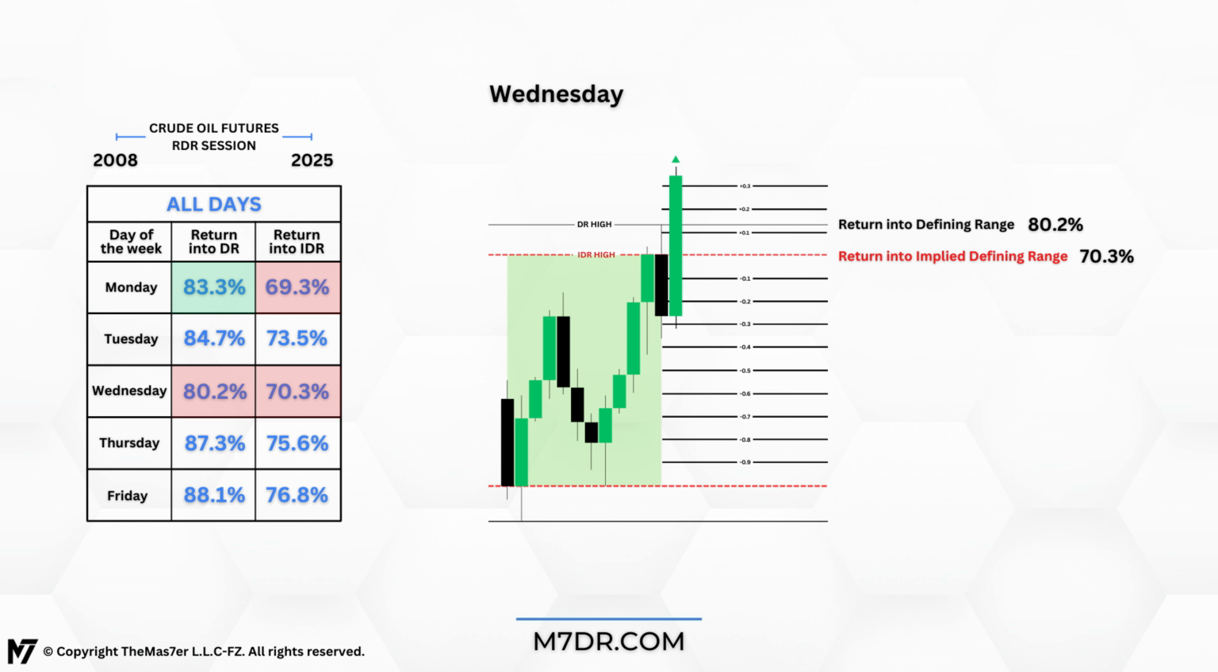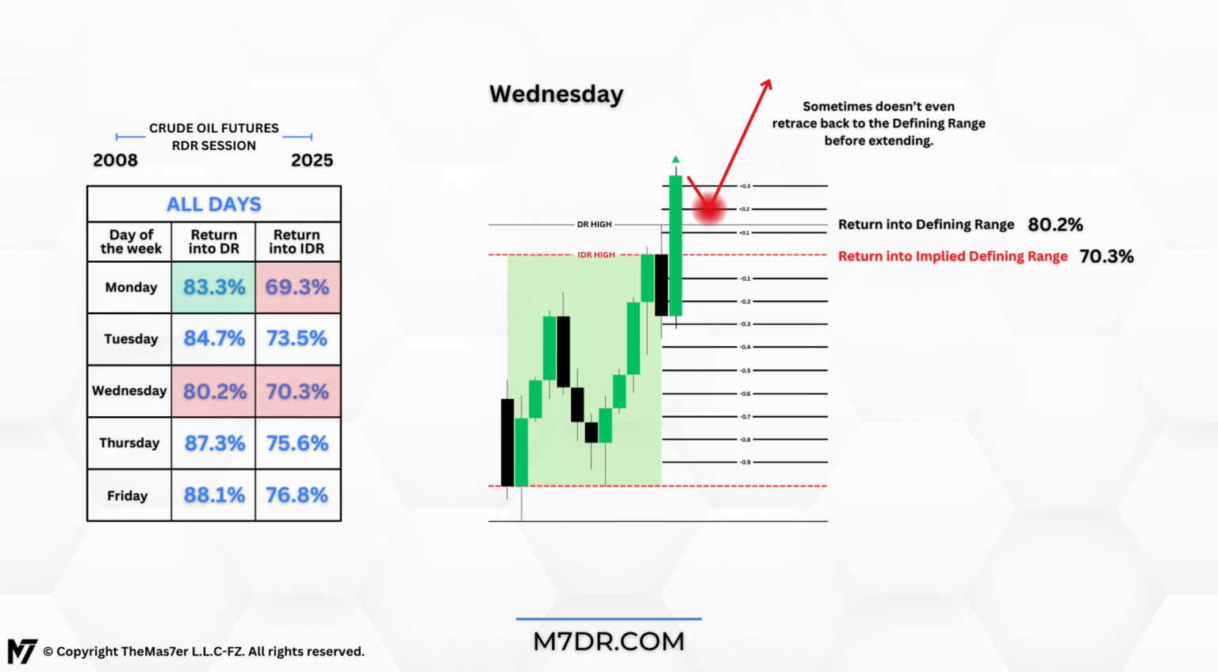Moving on to Wednesday, we see the lowest percentage of retracements back into the defining range compared to all other weekdays. The retracement into the implied defining range sits at 70.3%, also lower than the other weekdays. This suggests that after a confirmation, price often tends to make an extremely shallow retracement, one that doesn't even reach the defining range before extending higher to make the session high.